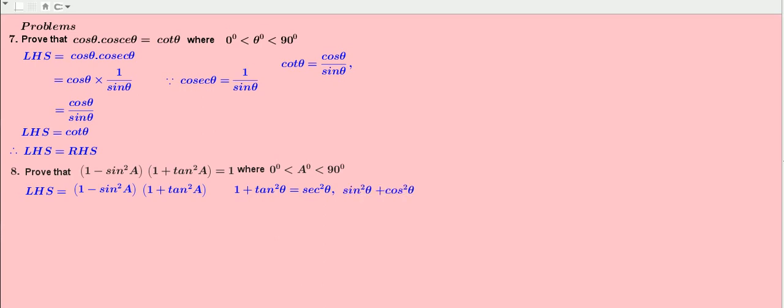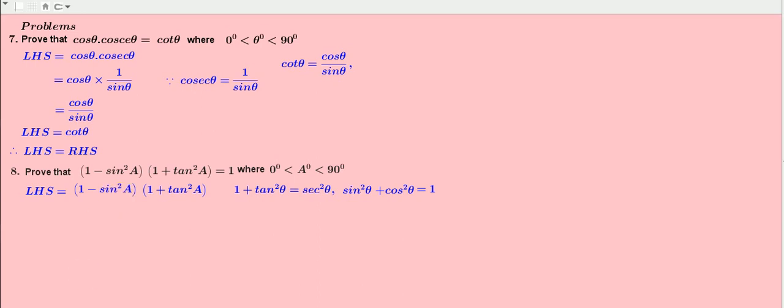Also, sin square theta plus cos square theta is equal to 1. Observe this term, that is 1 plus tan square theta. Here we have 1 plus tan square A. This is of the form 1 plus tan square theta. Therefore, 1 plus tan square A can be written as secant square A. Next, here we have 1 minus sin square A. After shifting sin square theta to RHS, we get cos square theta is equal to 1 minus sin square theta. Therefore, 1 minus sin square A can be written as cos square A.